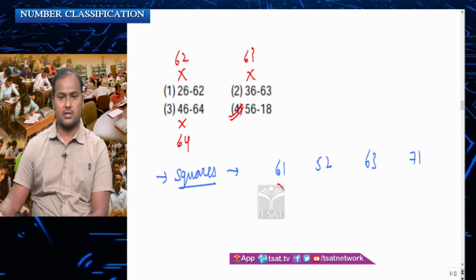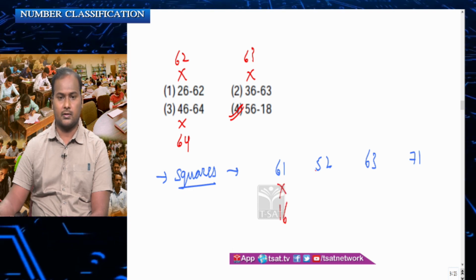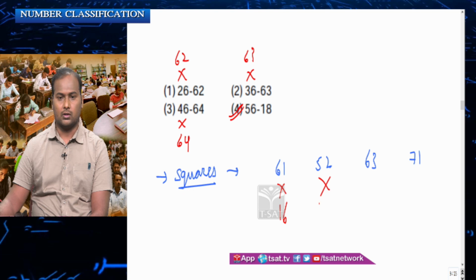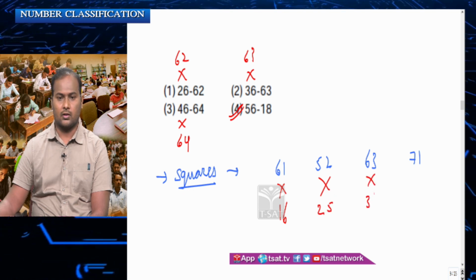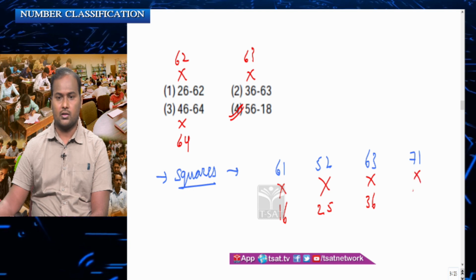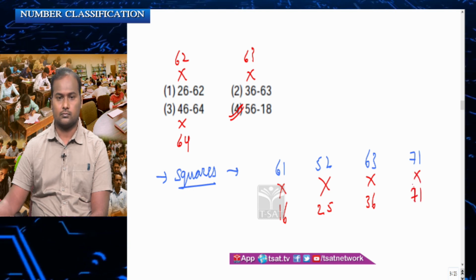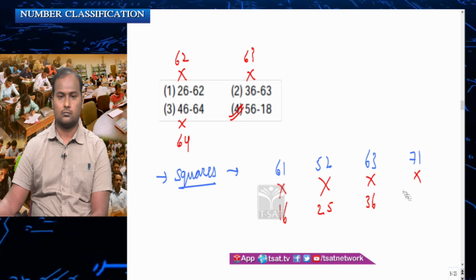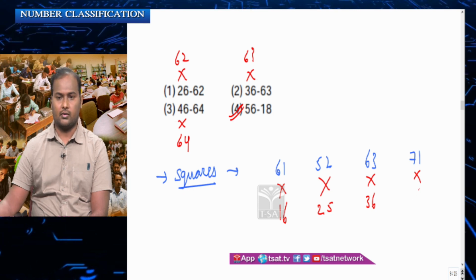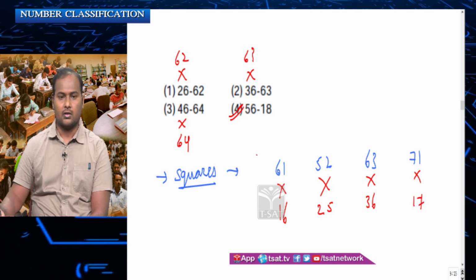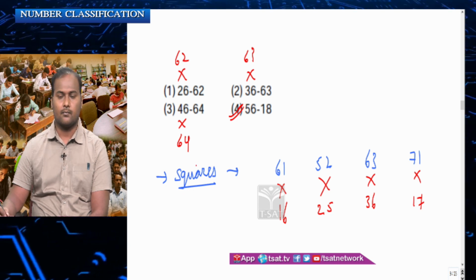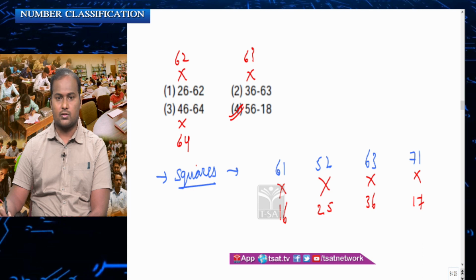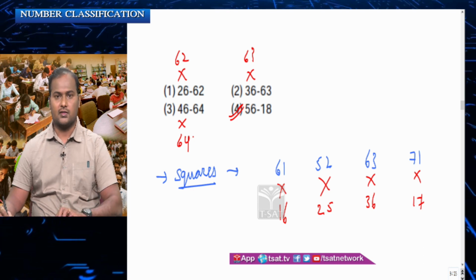For example, 61, if you interchange, you will get 16. 52, you will get 25. 63, you will get 36. If you interchange 71, you will get 17. See here, the squares are inverted. Not only will the numbers invert, he will invert the square values as well. So the student needs to remember this as well.